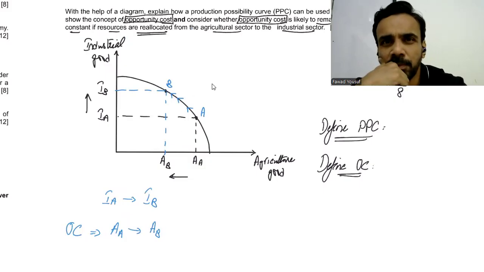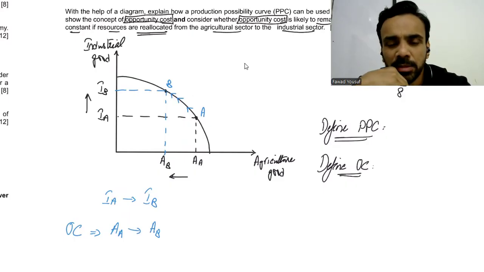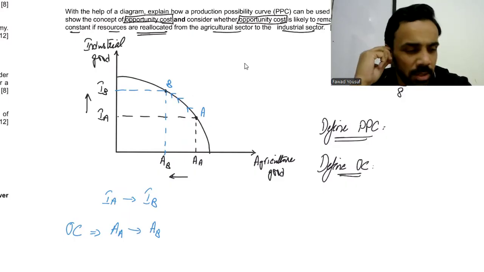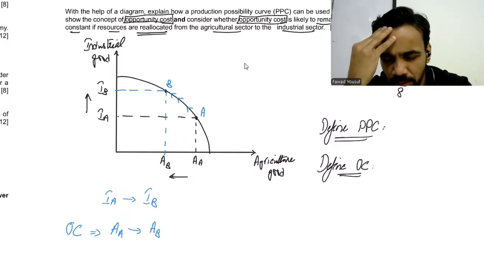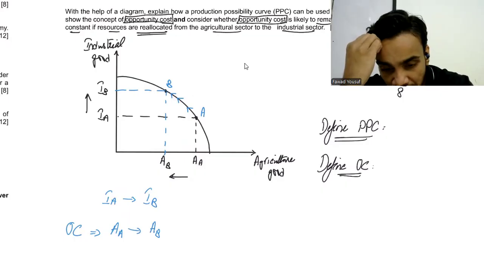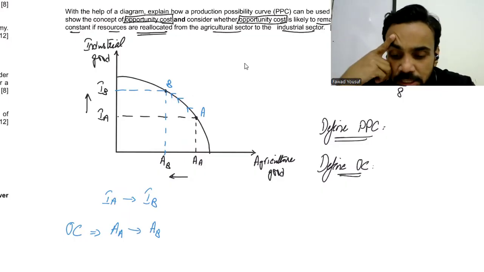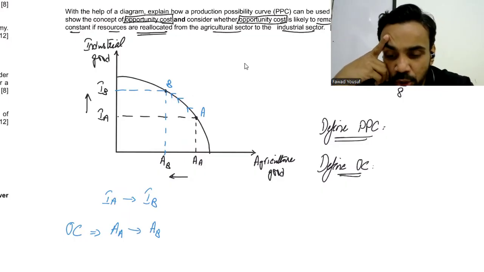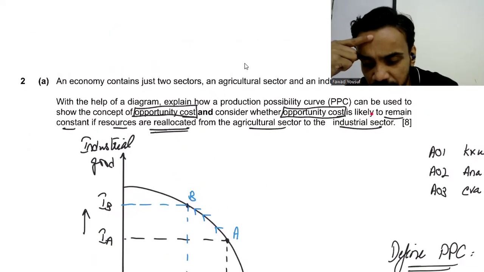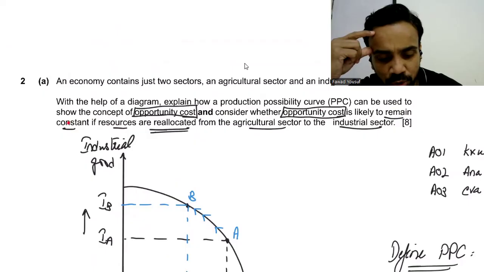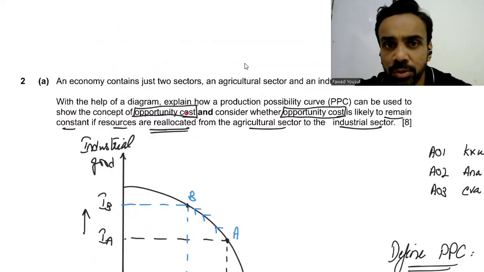Does it depend on the economy how much is sacrifice? सॉरी, तुम्हारी आवाज बहुत मुश्किल से समझ आ रही है मुझे. Does it depend on the economy how much they will sacrifice? How much is sacrifice, honestly, इसके अंदर? Because the question का जो पहला part है, where the diagram is needed, they're just simply saying used to show the concept of opportunity cost.